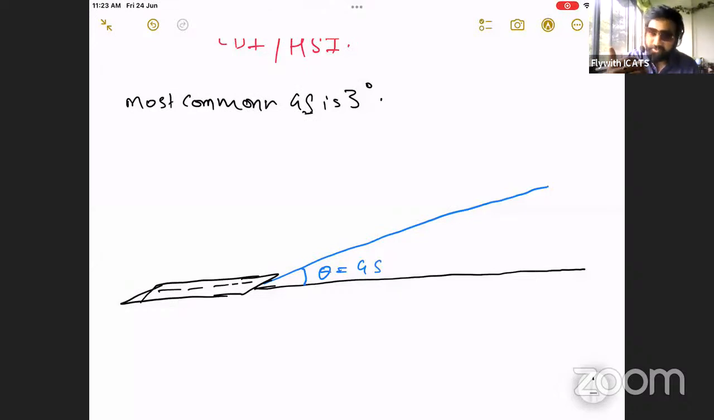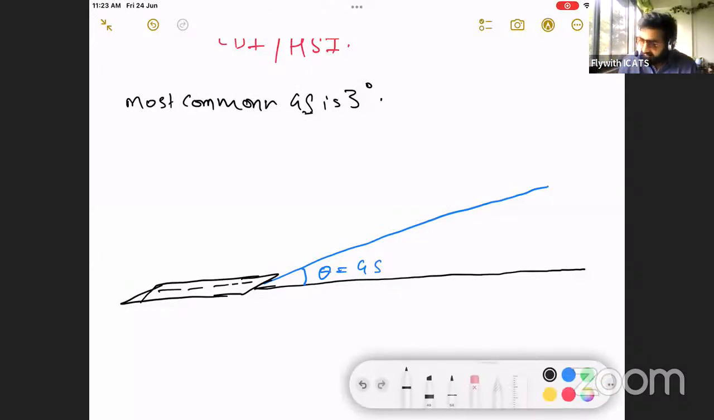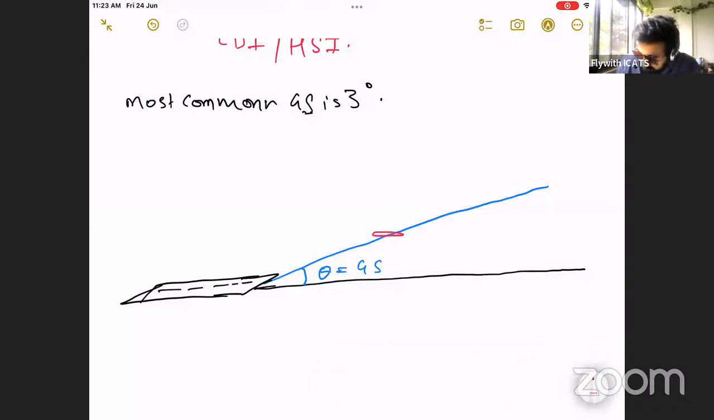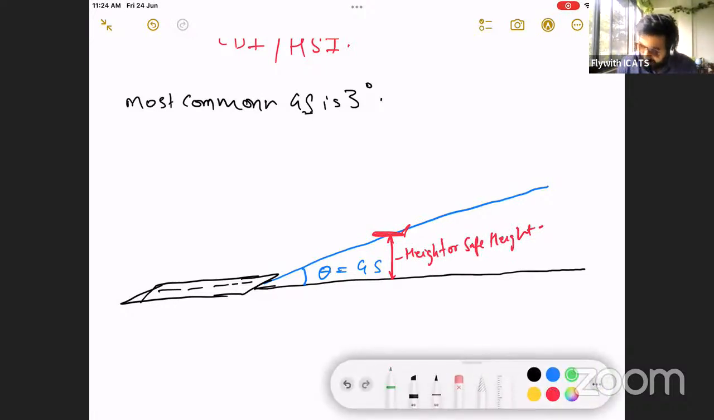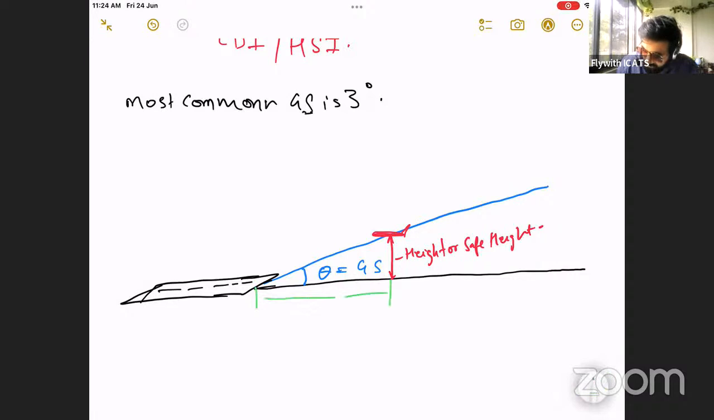It is very important. So whenever the aircraft is here, then for this aircraft, this is the height, or safe height as we call it. At this point, what can this point be referred to as? This point is referred to at a particular range in nautical miles or feet. Now I'll show you when to use nautical miles and when to use feet.